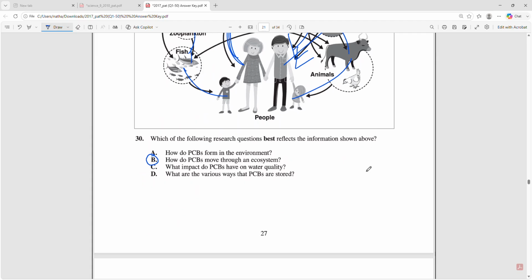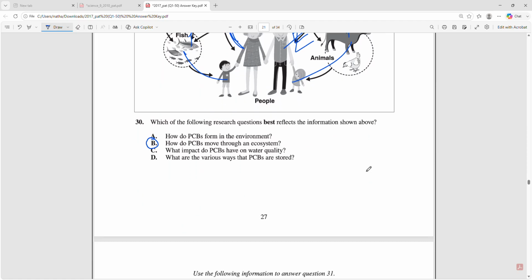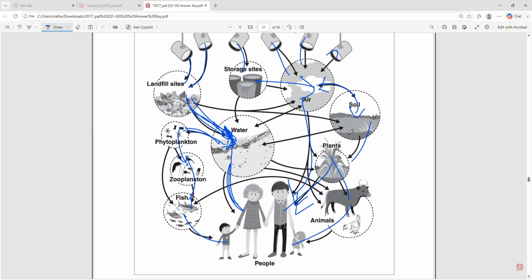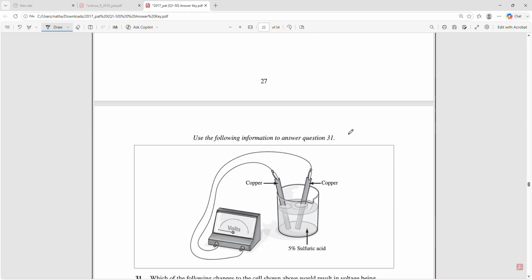Which of the following research questions best reflects the information shown above? So it's just saying, what is this graph about? How PCBs form in the environment. They're talking about PCBs. They don't tell us how they form. What impact they have on water quality. They do show it getting into the water, but it's not really detailed about how it's impacting the water. What are the various ways that PCBs are stored? It shows that they do become stored, but we don't see the different details about that. And how PCBs move through an ecosystem. That's quite obviously what this is about, showing the different pathways. Okay, so there we go.